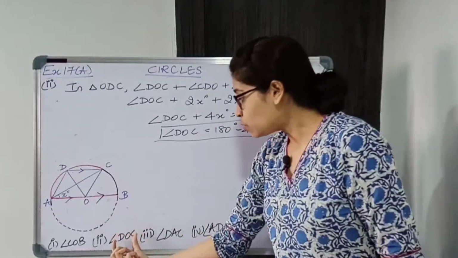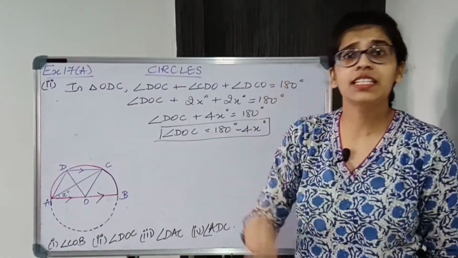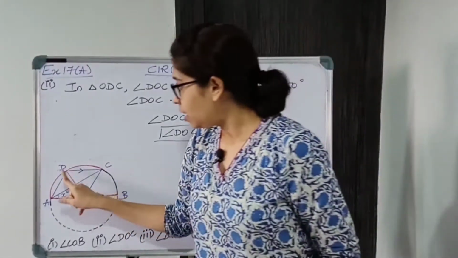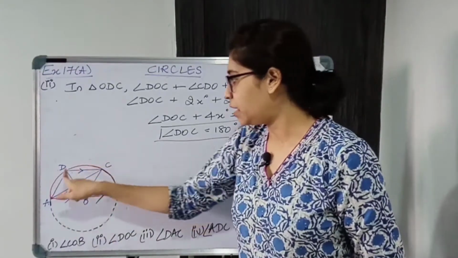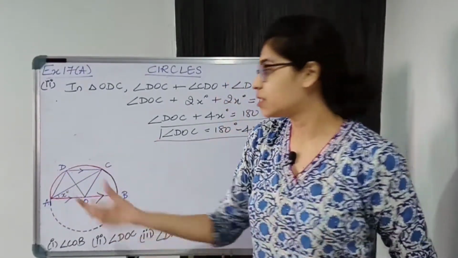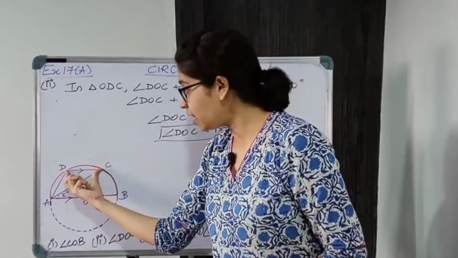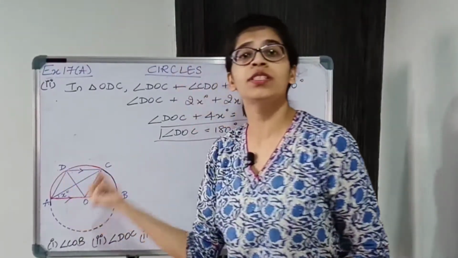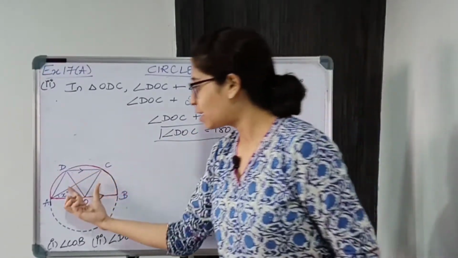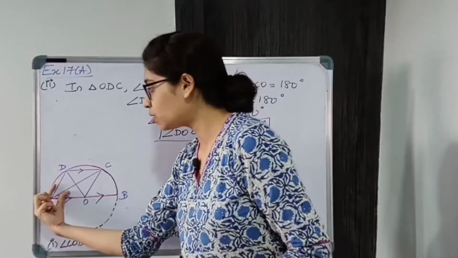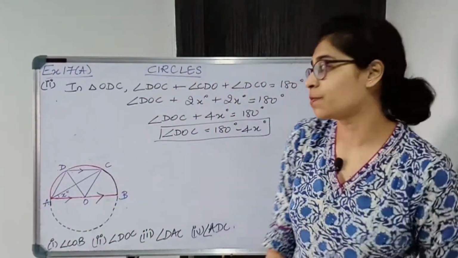Okay. Now we'll be using DOC to find angle DAC. Third part, DAC we have to find. It is very easy, students. In the circle, DAC is the angle on the circumference subtended by this arc or chord. In this arc and chord there is this angle DOC at the center which we just found. This is the angle at the center, DOC. This is the angle on the circumference. Angle at the center is twice the angle on the circumference.